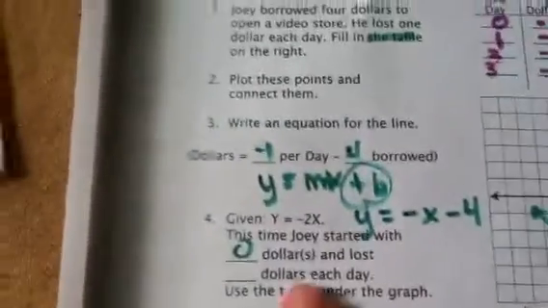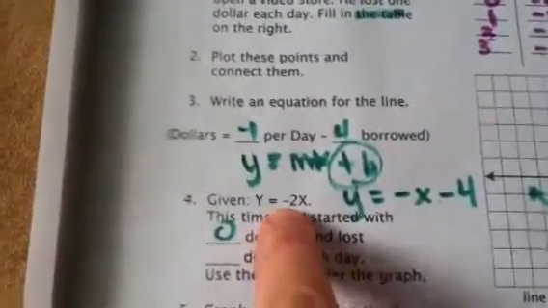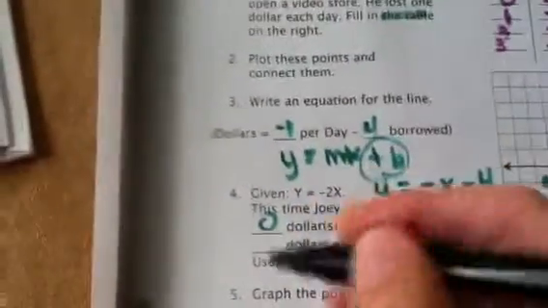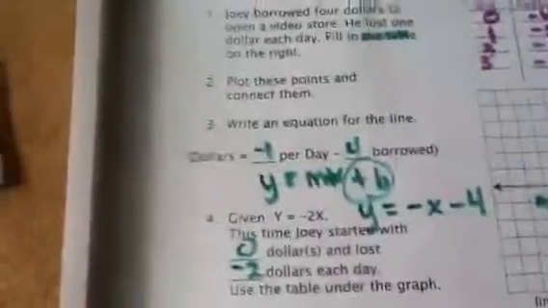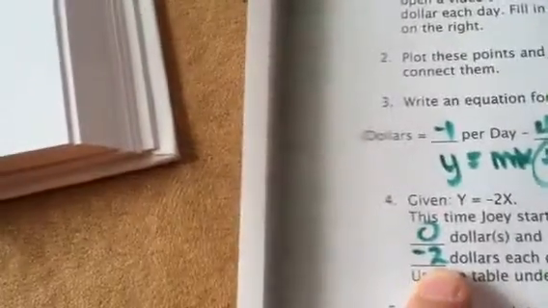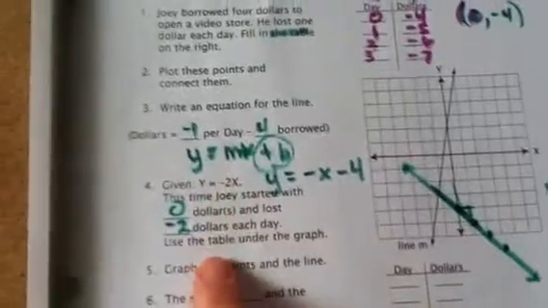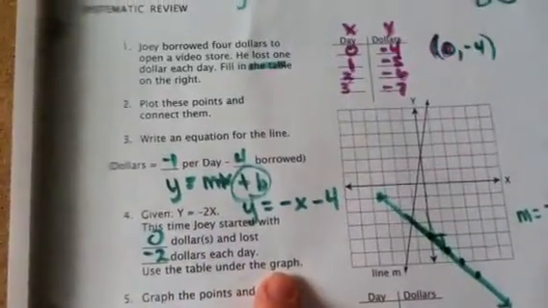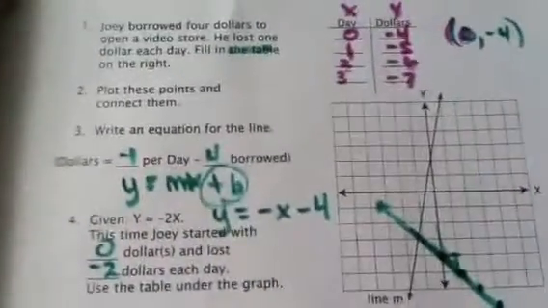Okay, and he's losing, look right here, he's losing 2 every day. So this would be a -2 right there, okay? I think we're good because he's losing 2. Use the table under the graph. So we're going to fill this in right here.